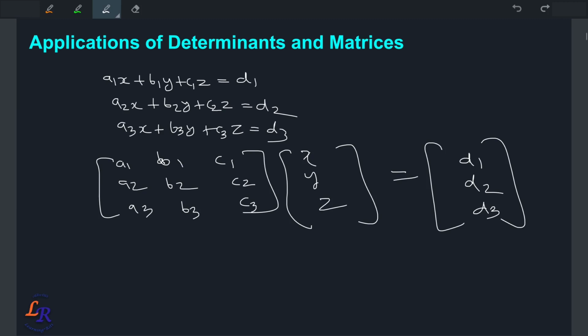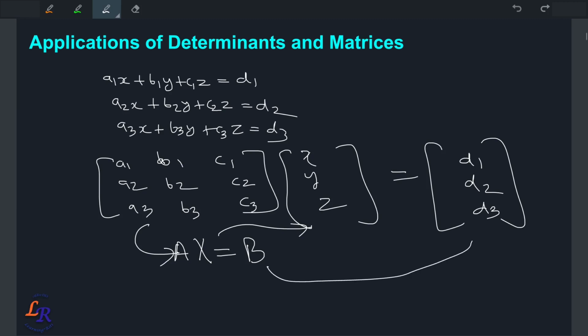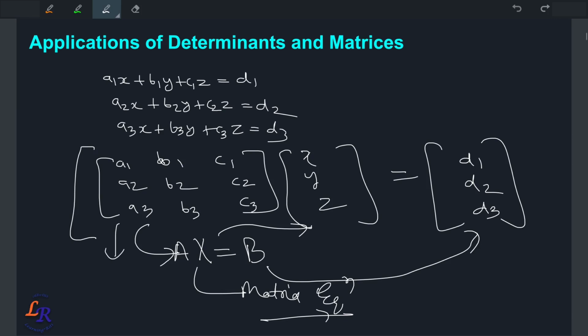So it means that you can write a matrix equation AX is equal to B, where A is the matrix which determines whether it will have a solution or not, X is the variables, and B is the values. This is called a matrix equation, and the method you will be using is called the matrix method to solve this kind of problem. As we have seen, the matrix A determines whether it will have a unique solution or not. So there can be two conditions.